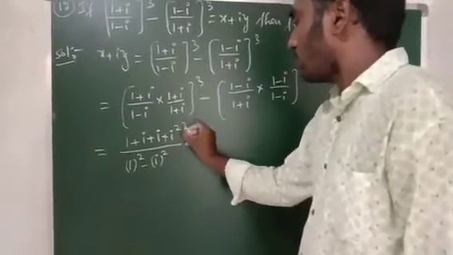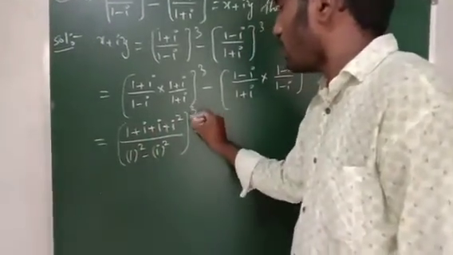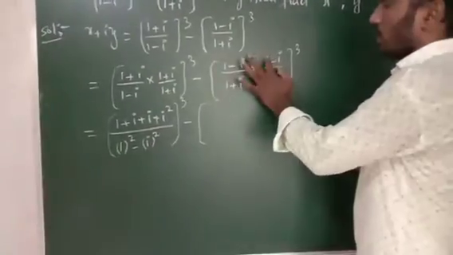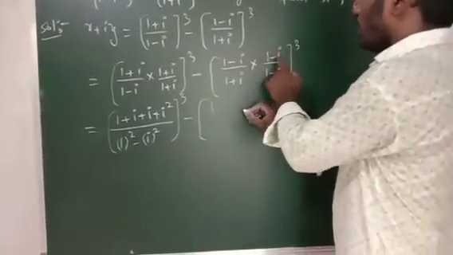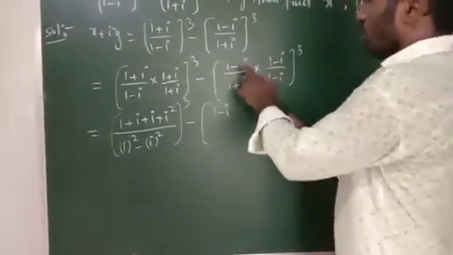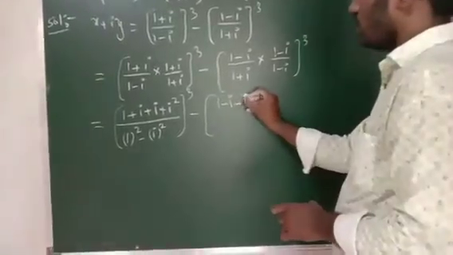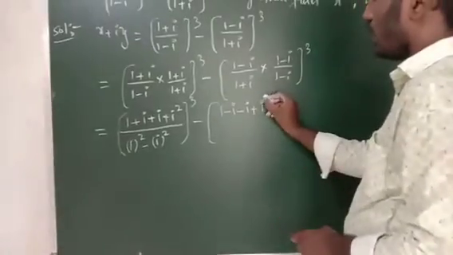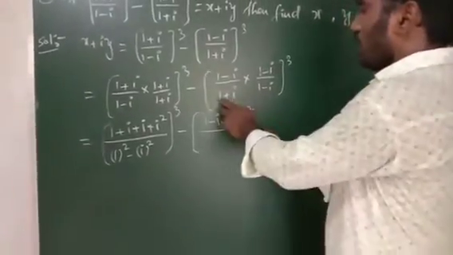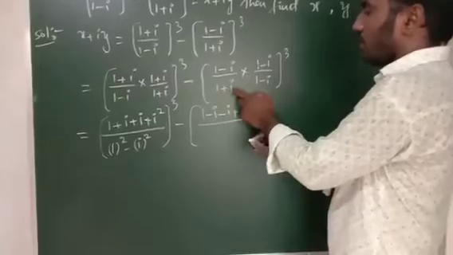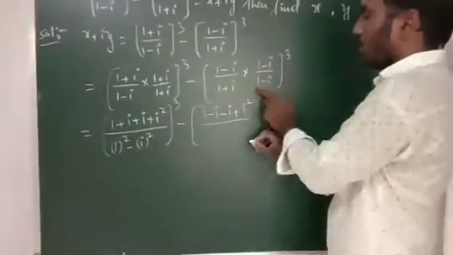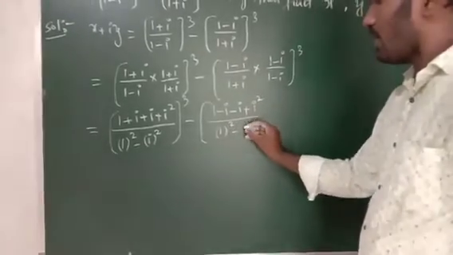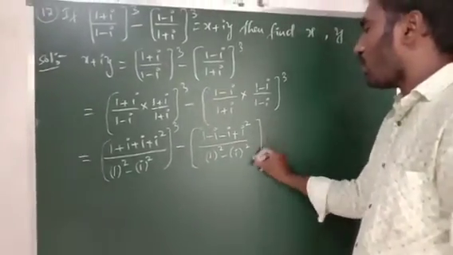Okay. Next, this is whole power 3 minus, in the same way multiply the numerators. 1 into 1 is 1. 1 into minus i is minus i. Minus i into 1 is minus i. Next, minus into minus is plus, and i into i is i square, by 1 plus i into 1 minus i. That means a plus b into a minus b, again a square minus b square. So 1 square minus i square whole to the power of 3.